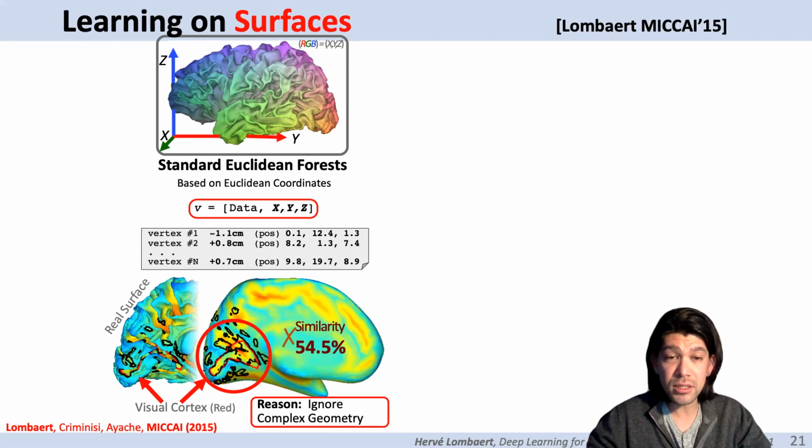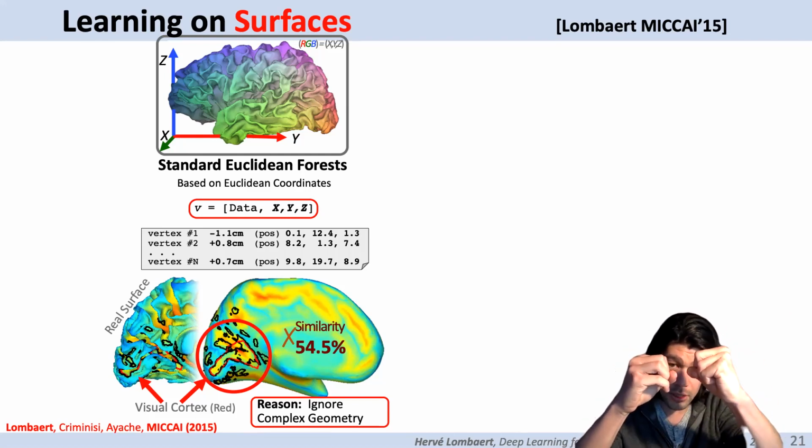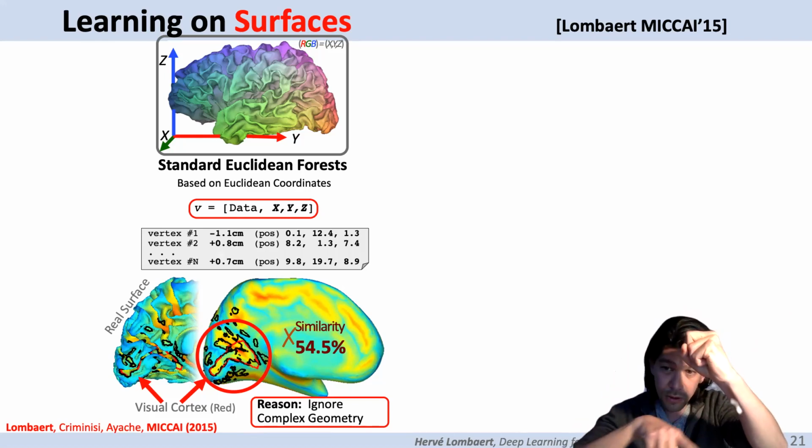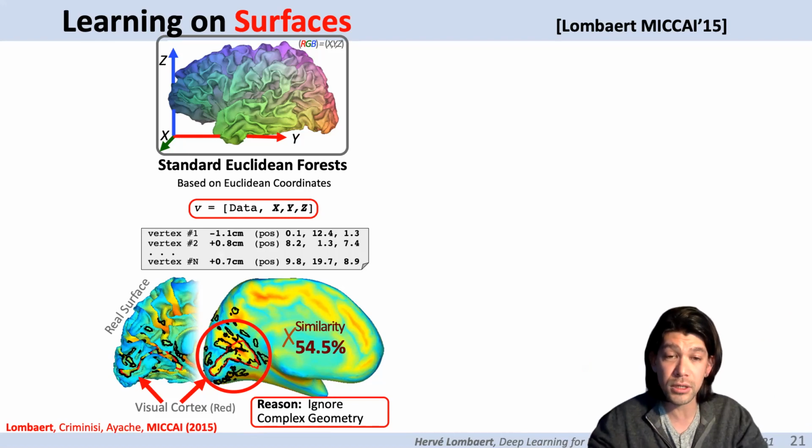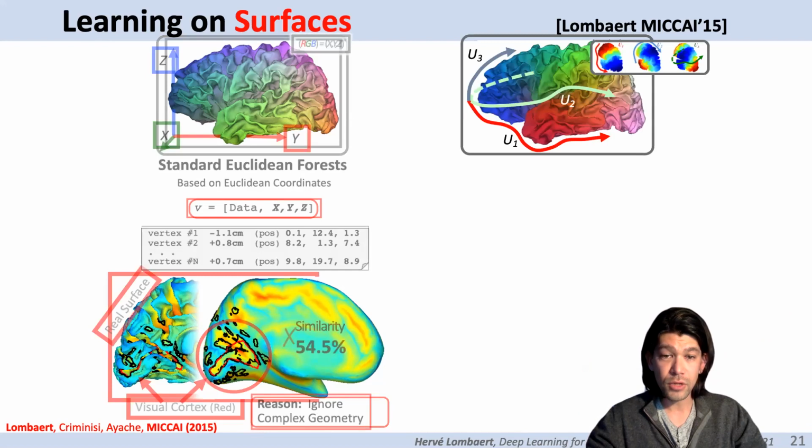One simple reason is neighboring points. If you use those XYZ coordinates, again, close points have close XYZs, but points can be very far apart on the surface if you navigate the surface. So the algorithm is all confused here. That's why you get this confusion here.